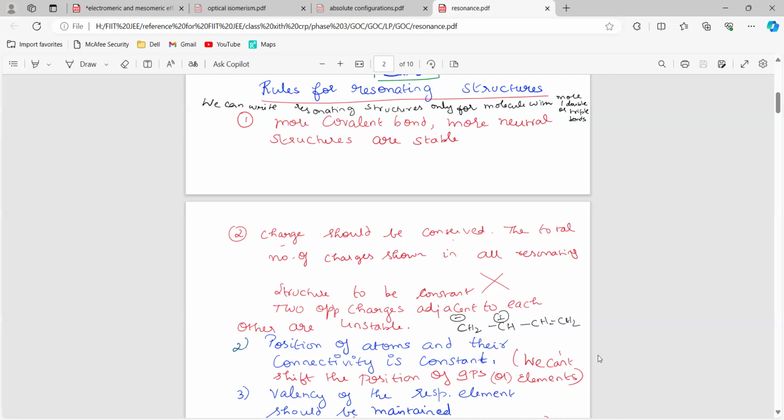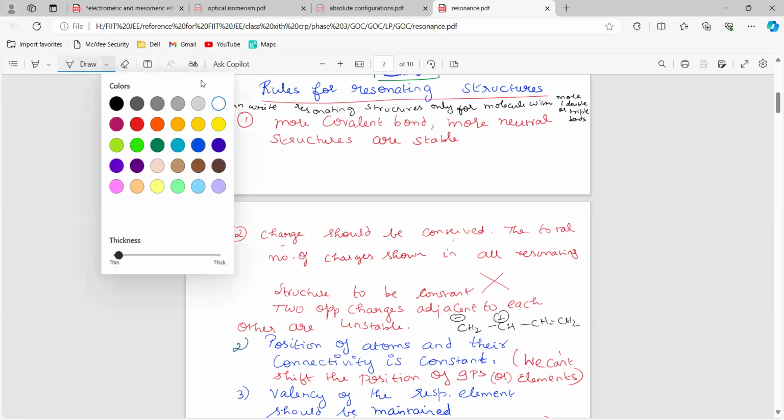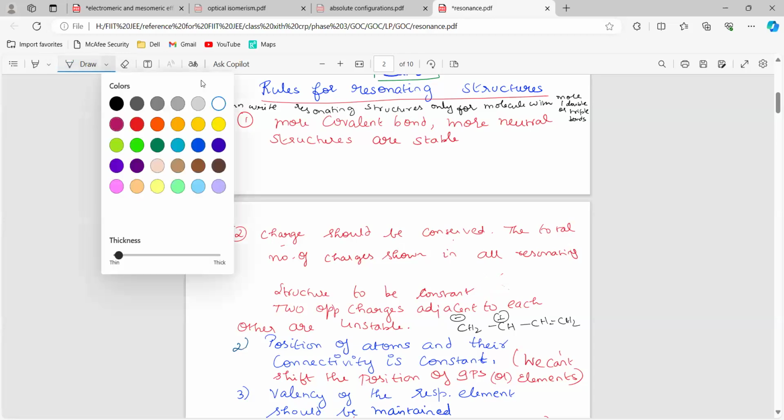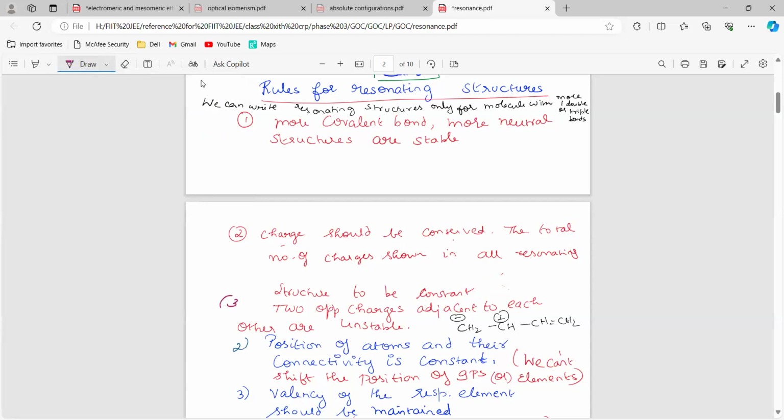Not possible. The total number of charges shown in all resonating structures should be constant. What does it mean? It means that if you're going to draw the resonating structure, it should have the same number of charges only, not different. So that is very important. The next one. Ma'am, can you give an example?